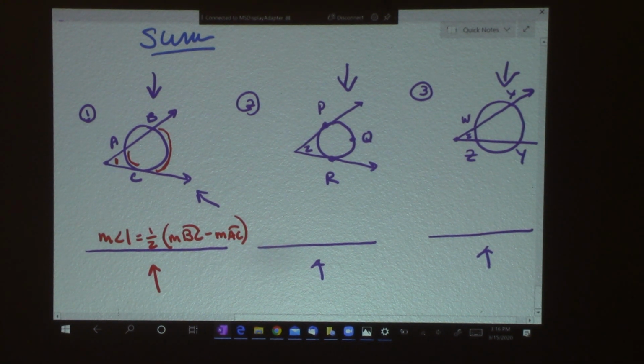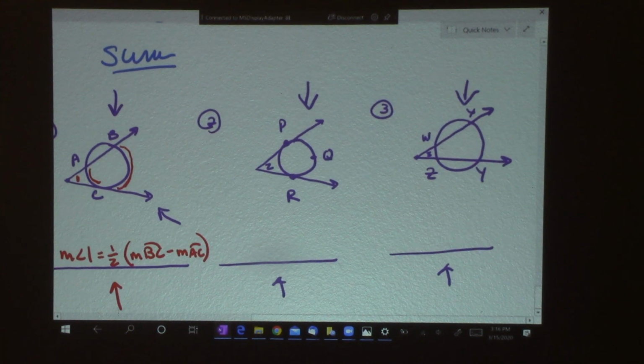Okay? Now the second situation, when we have tangents, we're going to have the measure of angle 2 equals half of the measure of arc PQR minus the measure of arc PR. So this 2 is going to be half of PQR, this one, the big one, minus this little one. So we're doing another minus here.